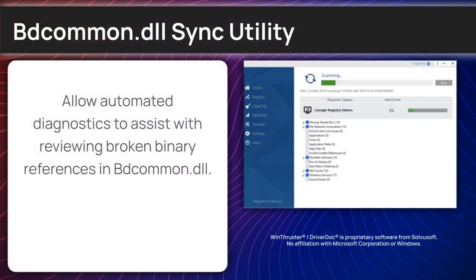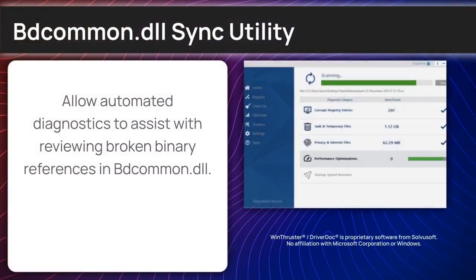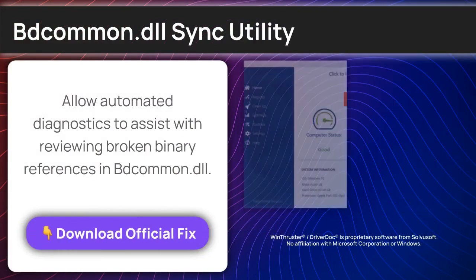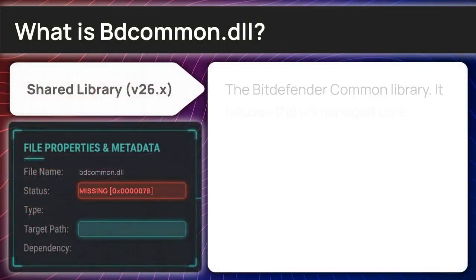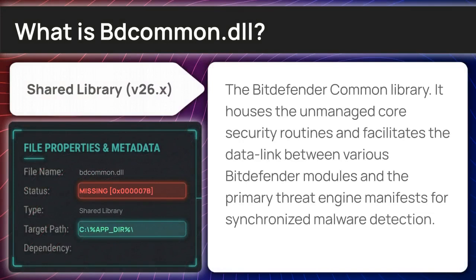Before starting the manual troubleshooting for Bdcommon library, you can access a utility to help standardize your system references. This is the Bdcommon library, the Bitdefender Common library. It houses the unmanaged core security routines and facilitates the data link between various Bitdefender modules and the primary threat engine manifests for synchronized malware detection. With that background out of the way, here is how we actually restore the missing component.